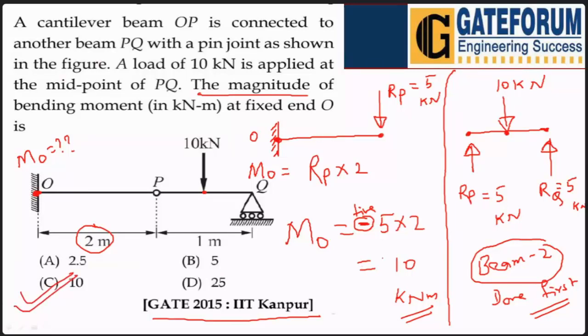So leaving the sign here, also the negative sign here. So I'm leaving the sign. That's why the right answer is 10. Very simple. As you can see, this question was in GATE 2015, a 2 marks problem.